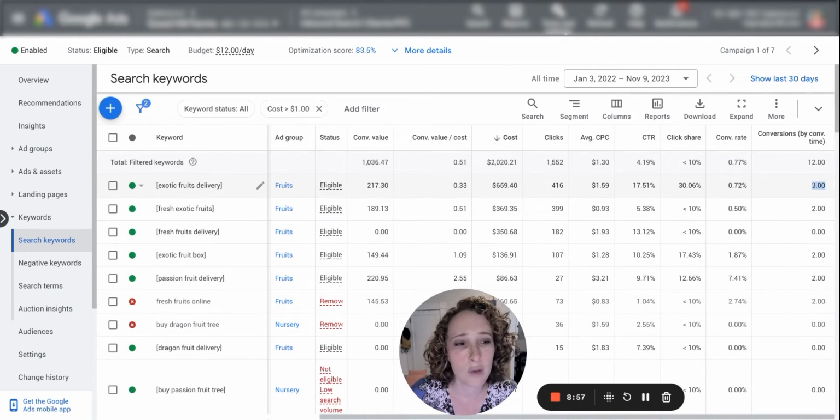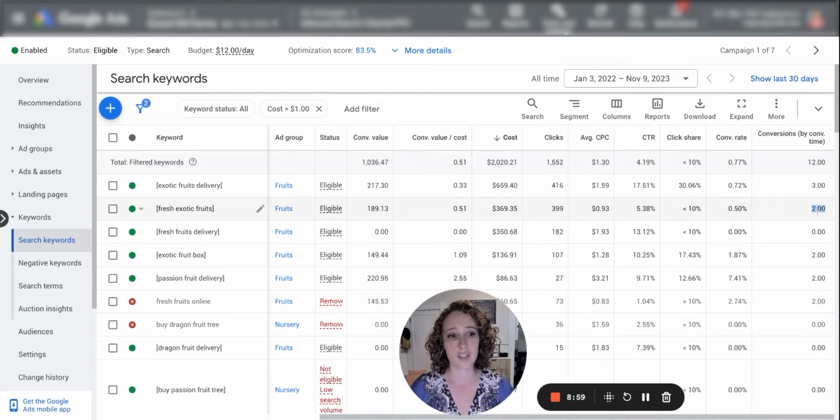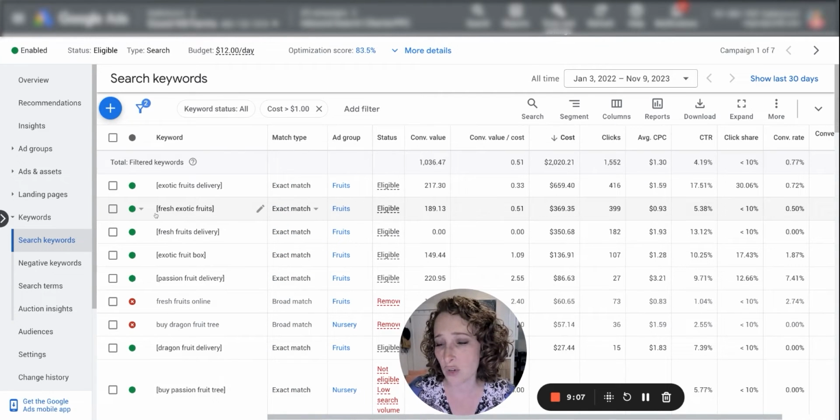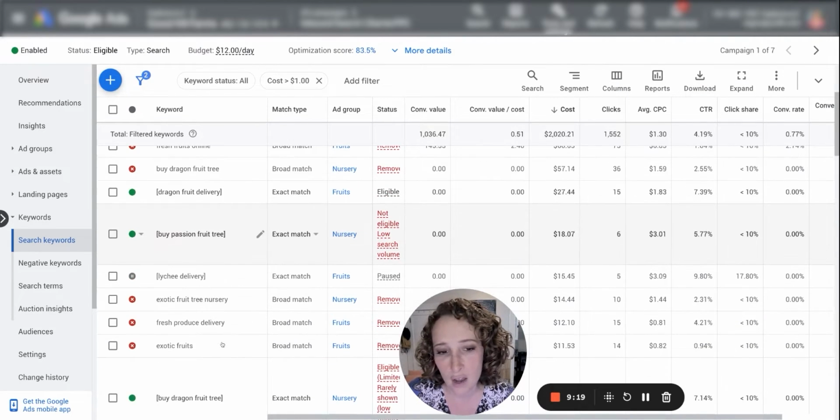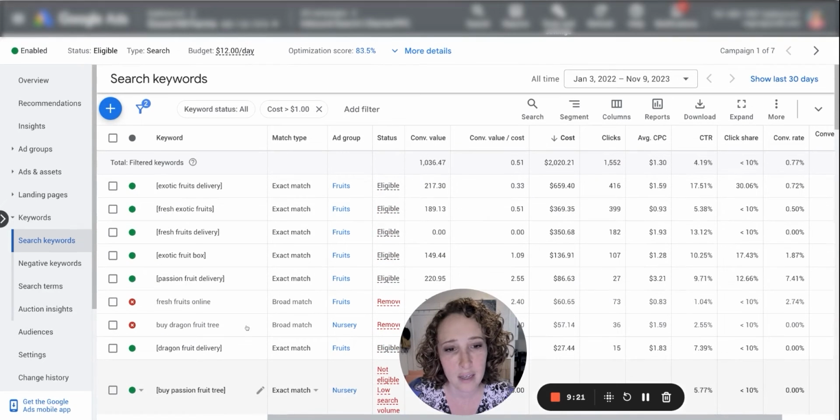Okay, so we're dealing only with 3 conversions here and 2 conversions here that have been attributed to those keywords and to this campaign. So we don't have a lot of data to work with. I think what we should do is dig into this a little bit further. Fresh fruit delivery, exotic fruit box, passion fruit delivery, dragon fruit delivery, buy passion fruit tree. We can dig into all of this.